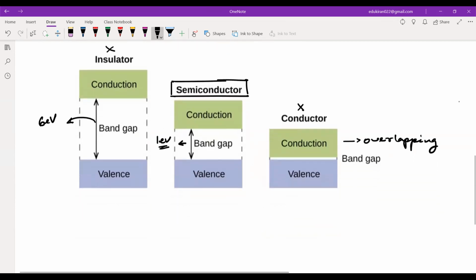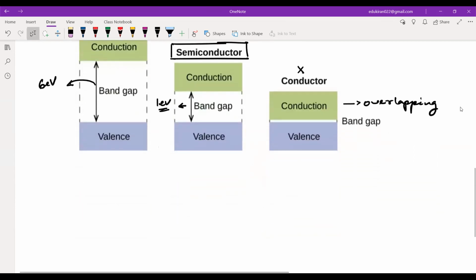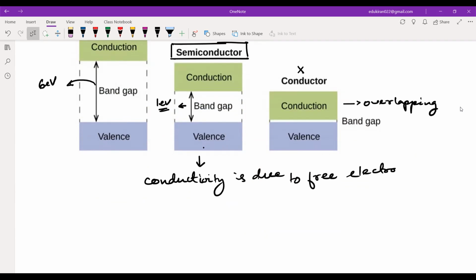Now this is the position. What can we do with semiconductors? We know that conductivity is due to free electrons. Yes or no? If you have free electrons, then only can you have electricity. There can be conductance only if you have free electrons. Is that right? Yes or no? Please tell me.